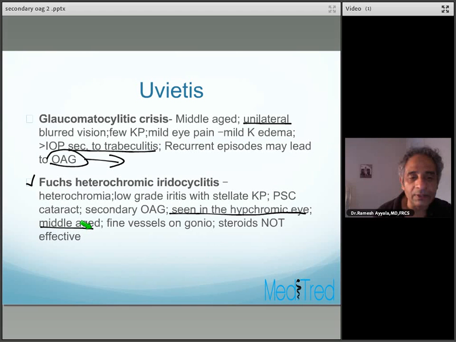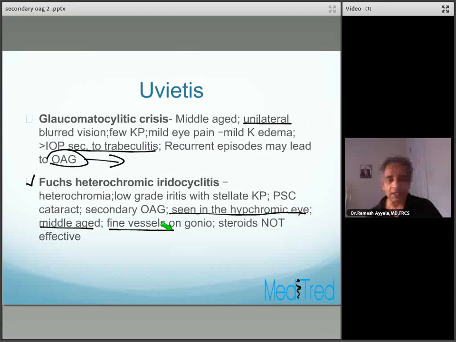And one other aspect of Fuchs heterochromic iridocyclitis is the presence of fine vessels on gonioscopy. These are not new vessels. You've got to distinguish this from new vessels. These fine vessels that you see on gonioscopy tend to bleed when you open the anterior chamber. They can bleed spontaneously sometimes, or more likely when you're attempting to do cataract surgery in these patients and you make the entry into the anterior chamber, you can see these blood vessels start bleeding.